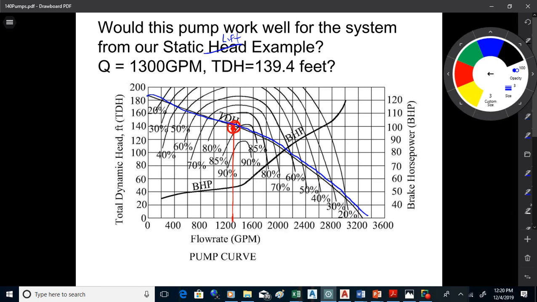Yeah, you're not going to complain about 85%, okay, generally? So if I had that piping system on page 140, this would be a good pump to pick. It would fit. It's on the operating curve, and it's got a good efficiency range.